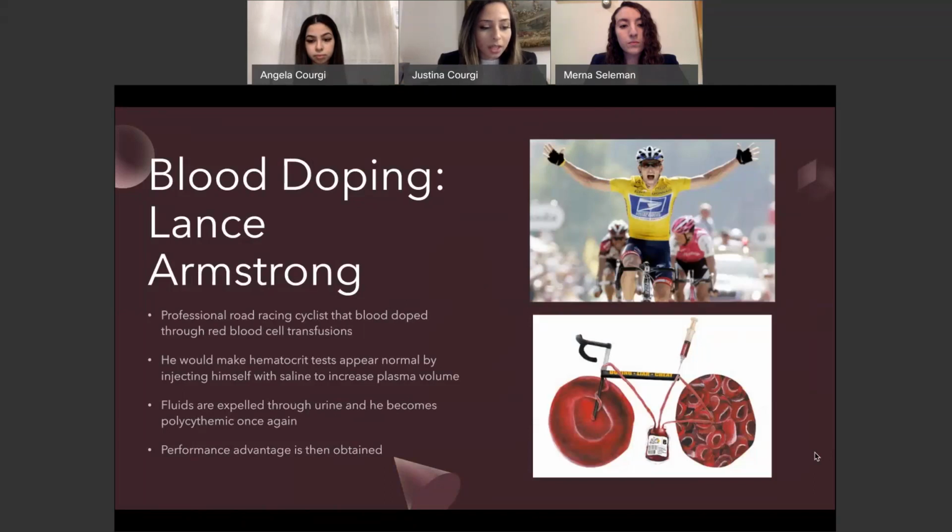When his hematocrit levels were tested before a race, he would inject himself with saline to increase his amount of plasma volume in order to make his hematocrit appear normal by overloading himself with fluids. These fluids would be expelled through the urine shortly, and he would go back to being polycythemic and have his performance advantage.